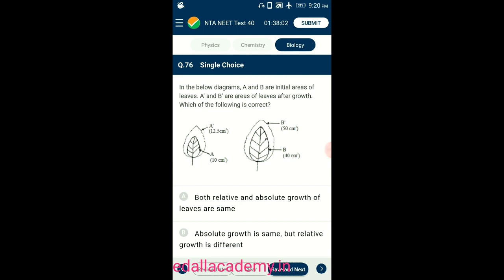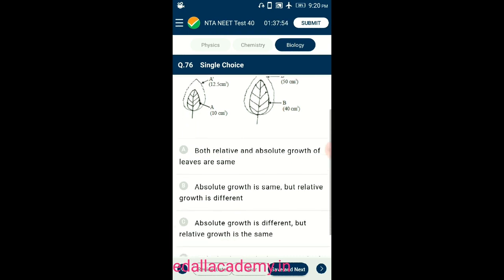In the below diagrams, A and B are initial areas of leaves, A' and B' are areas of leaves after growth. Which of the following is correct? Here four statements are given based on the given diagram. Quantitative comparisons between the growth of living systems can be made in two ways. Measurement and comparison of total growth per unit time is called absolute growth rate. The growth of the given system per unit time expressed on a common basis, for example per unit initial parameter, is called relative growth rate.